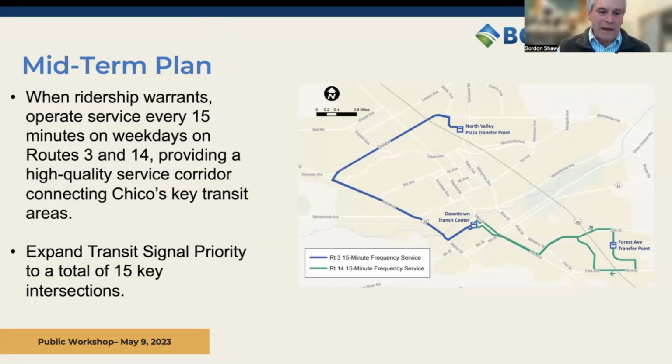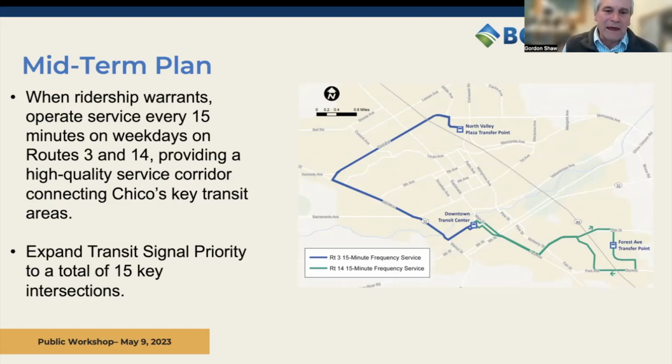But we also have within our scope for the study to look a little further out at a midterm plan. And this is more of 5 to 10 years out. So it's a little bit more aspirational. And I don't have to tell anybody that there's a lot of effort these days to figure out ways we can reduce auto use, and we can reduce our emissions and everything.